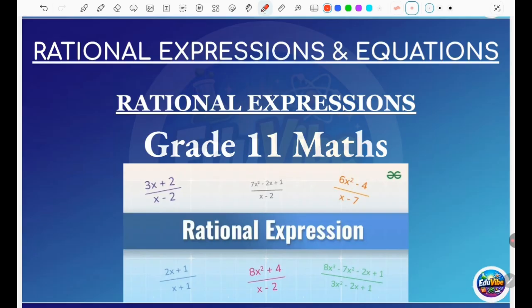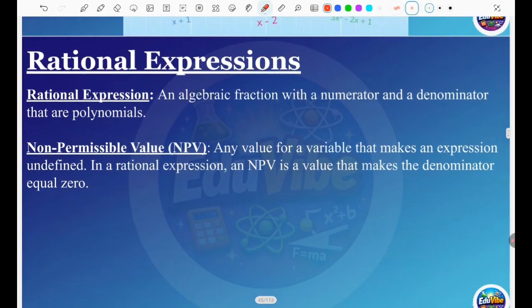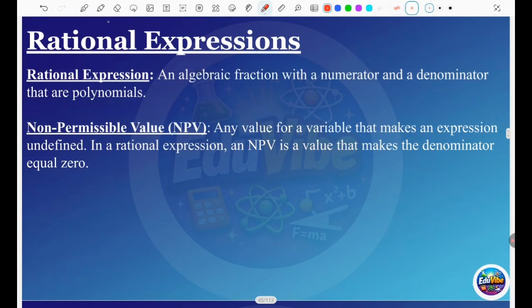How can we add, subtract, multiply, and divide them, and what are the things called NPVs, which are the non-permissible values. This is such a short chapter, so we cover it in only 3 lessons. So let's start with what a rational expression is.